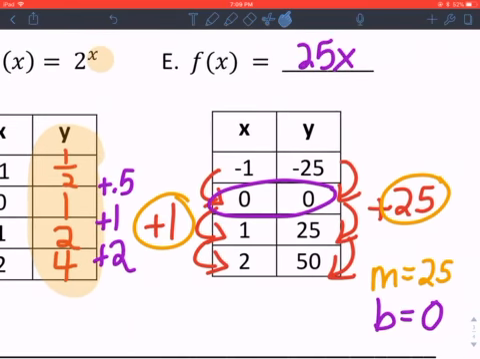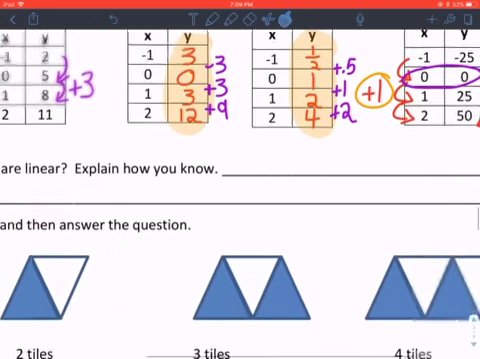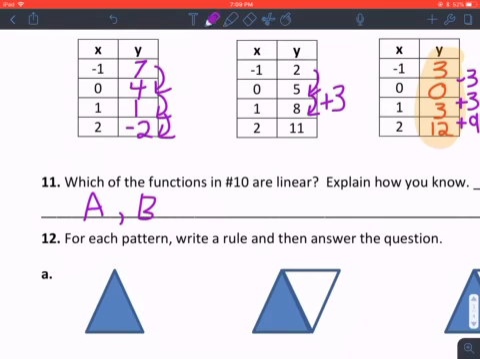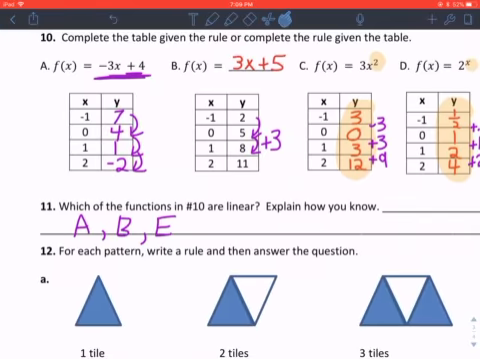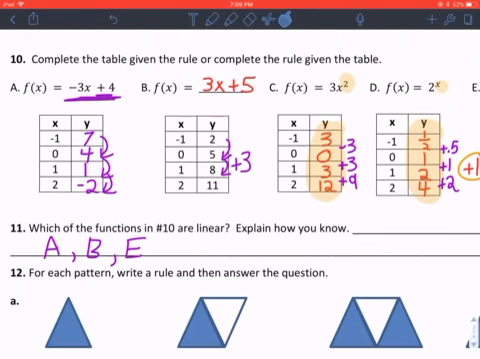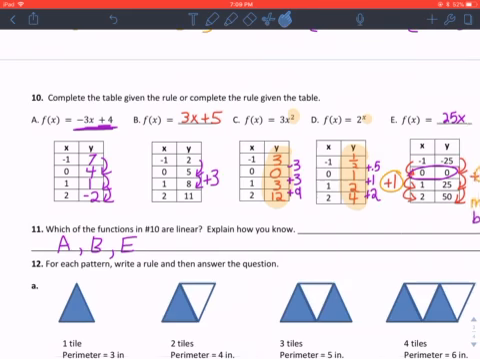E is linear because I'm changing by positive 25 every time. So E is linear. So my functions that are linear are A, B, and E, and explain how I know. I know because those are the only ones that are changing at a constant rate.